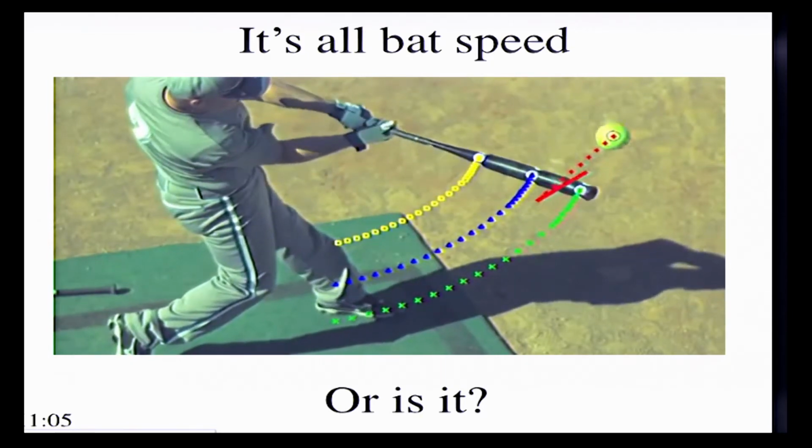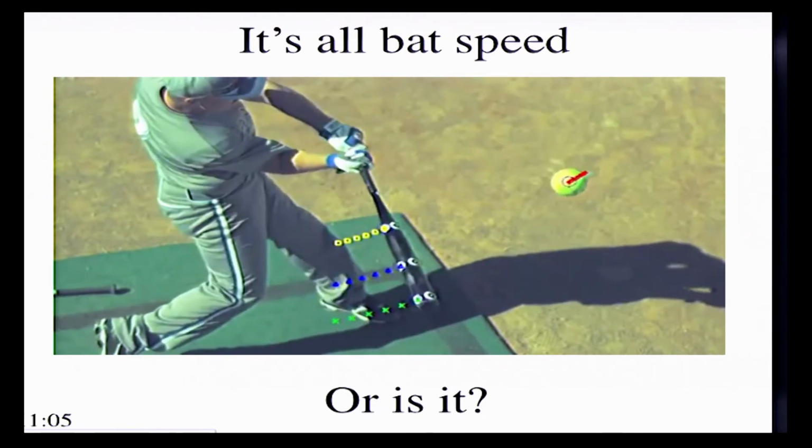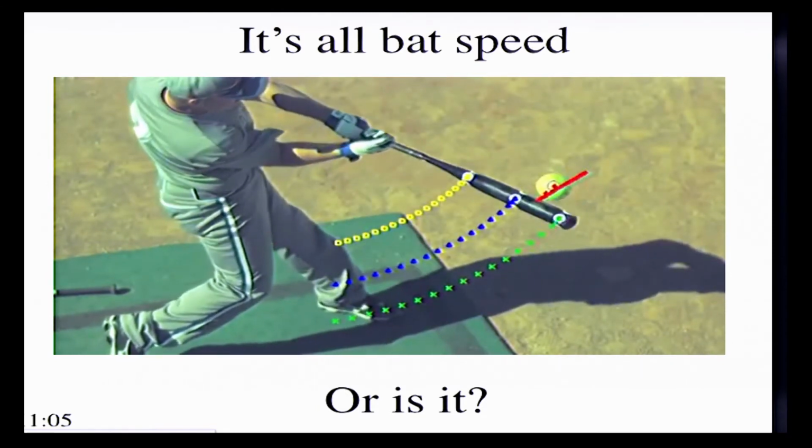So we should hit the ball off the very end of the bat, right? You would think so, because that's the highest bat speed. But there's more to it. Or as I say, or is it?